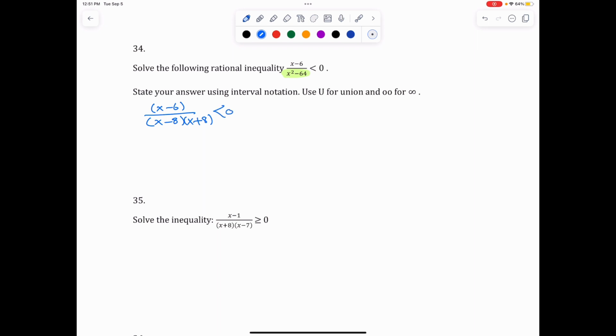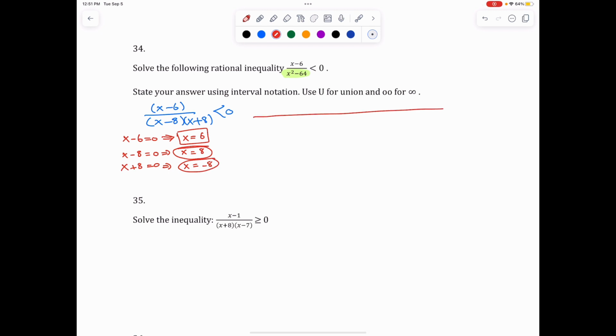Now the critical values are, from the numerator, x minus 6 equals 0, and that is going to give me x is equal to 6. I'm going to box that. And then from the denominator, I have x minus 8 equals 0. That gives me x equals 8. So I'm going to circle that. x plus 8 equals 0. That will give me x is equal to negative 8.